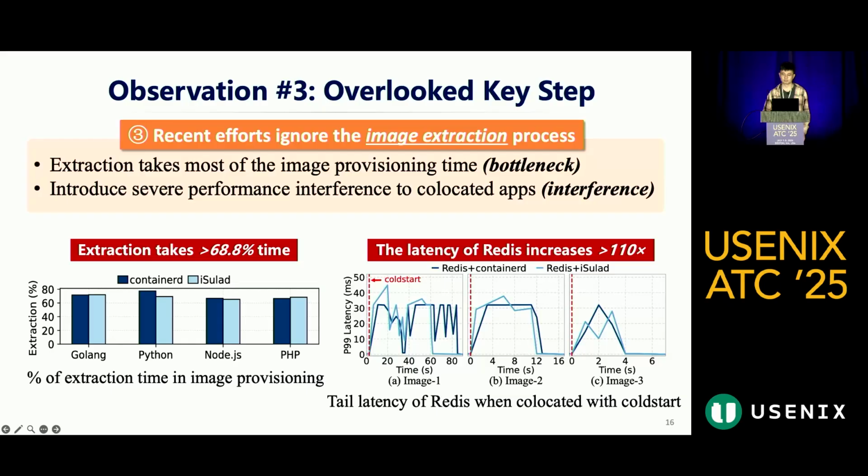Hence, our third key observation is that recent efforts ignore the image extraction process. Our experiments show that extraction accounts for over 68% of image processing time, making it the performance bottleneck. Furthermore, extraction is a resource-intensive task. In our experiments, Redis experienced up to a 110 times increase in tail latency when co-located with containerd or iSulad during the cold start.